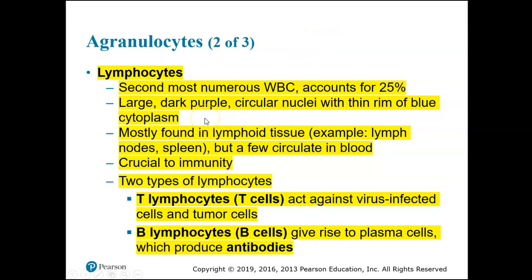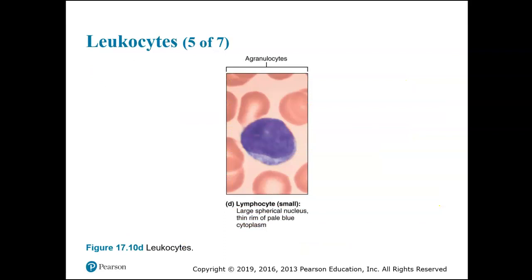They have a large dark purple circular nucleus. They're mostly found in lymphoid tissue, like, for example, the lymph nodes and the spleen, but a few of them circulate in the blood. They are crucial to immunity. There are two primary types, the T cells and the B cells. The T cells act against virus-infected cells and tumor cells or cancer cells, and the B cells produce antibodies.